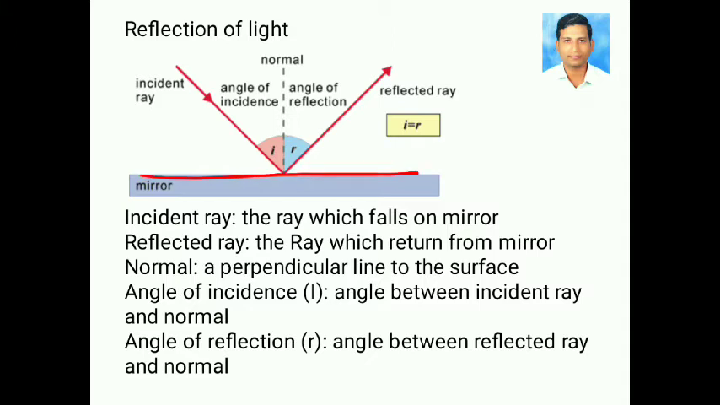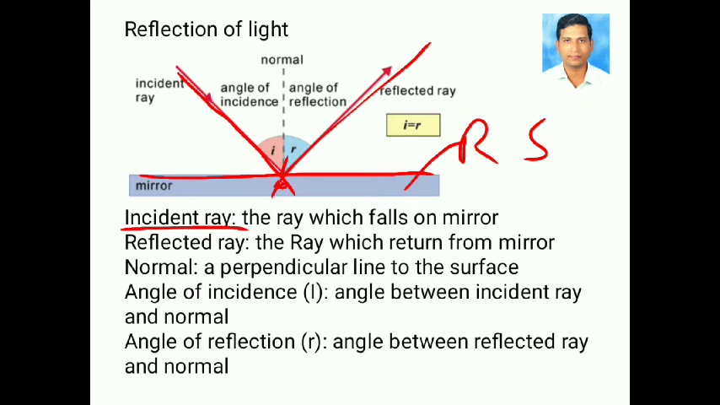Let us consider a mirror. It acts as a reflecting surface. Now this is an incident ray. This incident ray strikes at the point of incidence and gets reflected. So let us define some terminology.